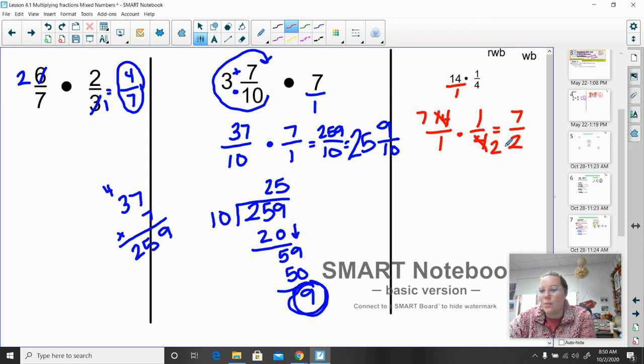Now I do have to simplify. I have to divide. 7 divided by 2. So I know 7 divided by 2 would be 3 here. 3 times 2 is 6, and I'd get a remainder of 1. So this would equal 3 as my whole number. 1 is my numerator, and my denominator stays the same. So I get 3 and 1/2.